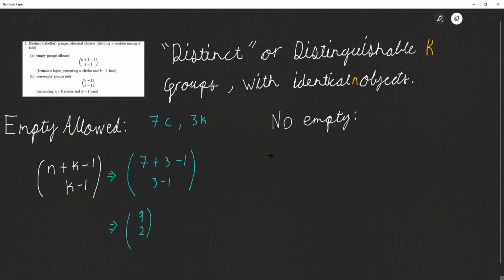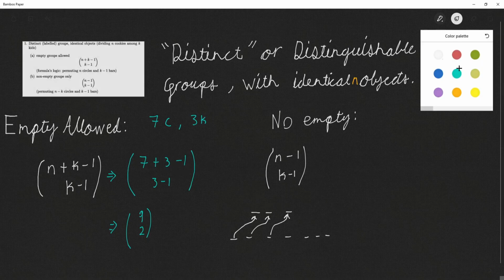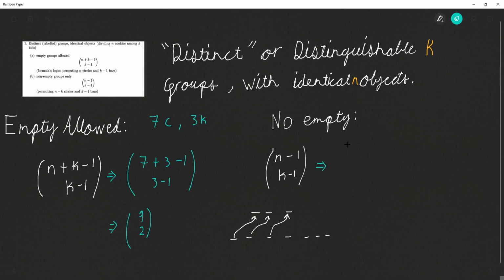However, if we want no empty groups, with still the same rules of having distinct groups and identical objects, then we have to use the formula of n minus 1, choose k minus 1. So what this means is, if we had our 7 cookies and we had our 3 kids, we automatically place one of the cookies into each of the kids' groups, which leaves us with only the 4 cookies remaining, which is what we'll have to use the choosing formula for, and that's what causes it to be a little bit different. So this one will just become 6, choose 2. Because it's 7 minus 1, which is 6, and 3 minus 1, which is 2.